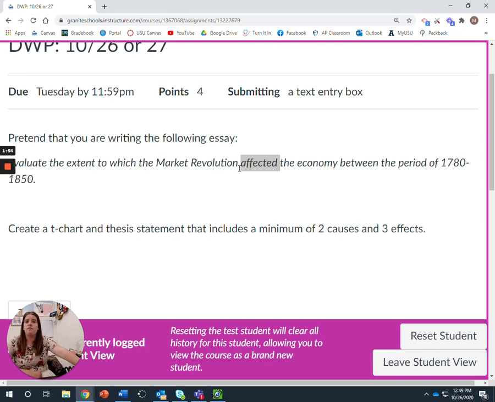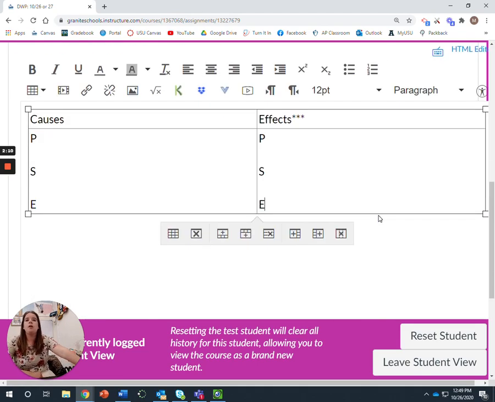If you have a specific effect, so a lot of people today, for example, did changes in transportation. A cause would be the creation of the Erie Canal. The cause could be the creation of the steamboat. The cause could be what problems they had before they had the steamboat and the Erie Canal. Anything along those lines. Now, when you're done with that, you're going to go ahead and create your thesis statement.